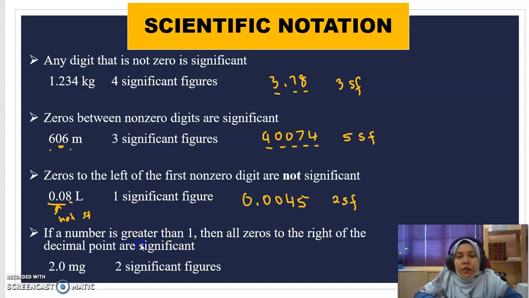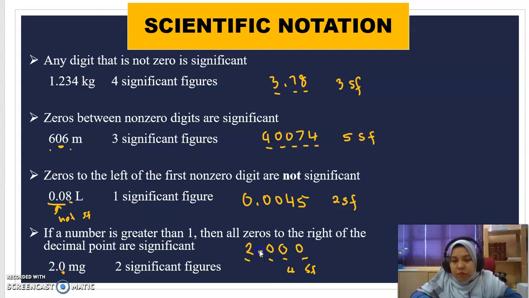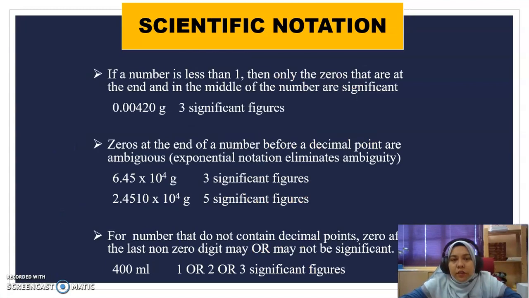If you have a number that is greater than 1, then all the zeros to the right of the significant digits are significant. So 2.00 milligram: 1, 2, 3. This zero after the decimal place is significant. If I write 2.000, so 1, 2, 3, 4, four significant figures, because zeros after the decimal point are significant.